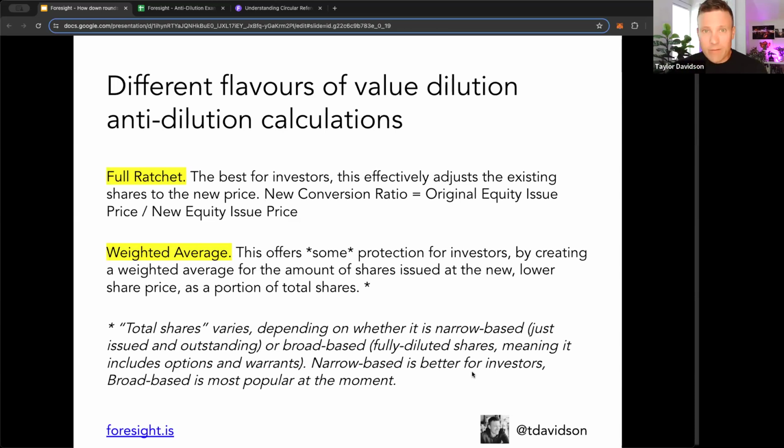One is a concept called a full ratchet. A full ratchet basically says, hey, we're going to adjust all your past shares so that they get the same price as the new shares.